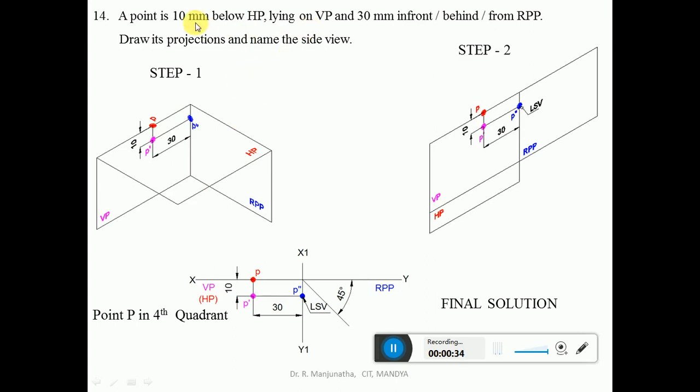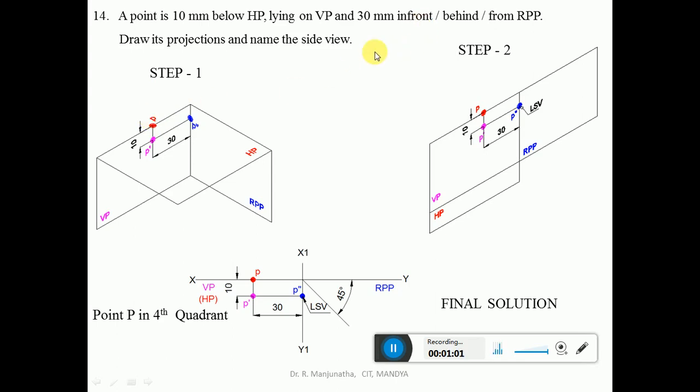Now, lying 10 mm below HP, so when you look from the front view, we can see the image which is going to be 10 mm below HP. When it is projected, it will fall on the vertical plane. Since the image is on the vertical plane, you are going to get this P dash. Lying on VP, obviously the point, when it is projected onto the top view, will be on the horizontal plane, which is the small p.